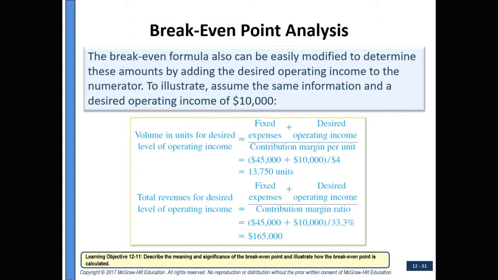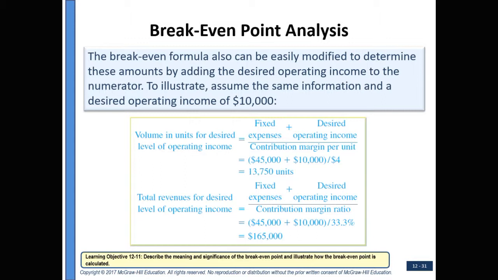We add the fixed expenses to a desired profit level, so desired operating income, and then we divide that by the contribution margin per unit to arrive at a break-even of 13,750 units. That means that we would have covered our fixed expenses and we would arrive at a desired operating income or a target income when we sell 13,750 units.